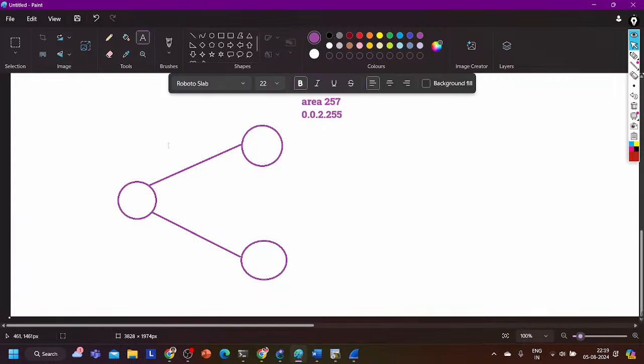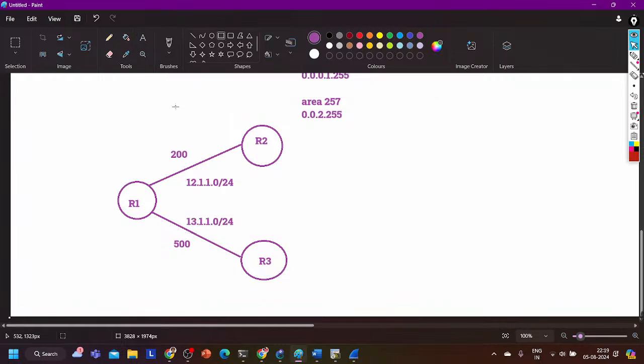The bandwidth of this link is 200 Mbps. The bandwidth of this link is 500 Mbps, right? This is R1, R2, R3. Here the network is 12.1.1.0/24, and here the network is 13.1.1.0/24. Done.